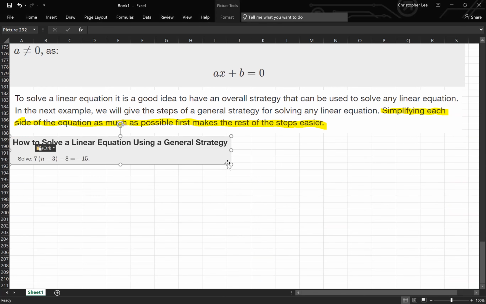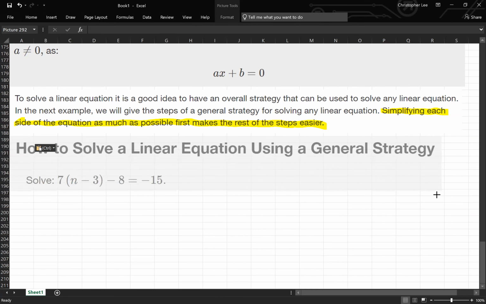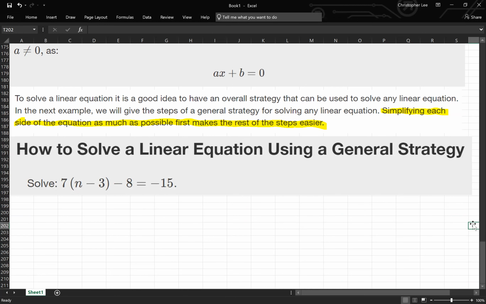So let's take a look at this question. I want to solve 7 times n minus 3 minus 8 is equal to negative 15. Long story short, I'm here trying to solve for n. I want to solve for the variable, so I'm going to push all the other numbers that are around the variable n to the other side of the equation. My first step, I'm going to get rid of this negative 8 by adding 8 to it. But what I do to one side of the equation, I must do to the other.